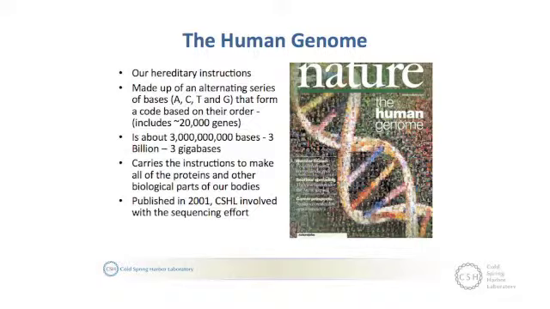So if you think of it as just a book, except only 4 letters, it makes this iterative code as it instructs the body to make the proteins in the 20,000 genes. And so these bases, the order of them determines what amino acid gets put in the protein. So it's like a code in the hereditary material that really makes us.